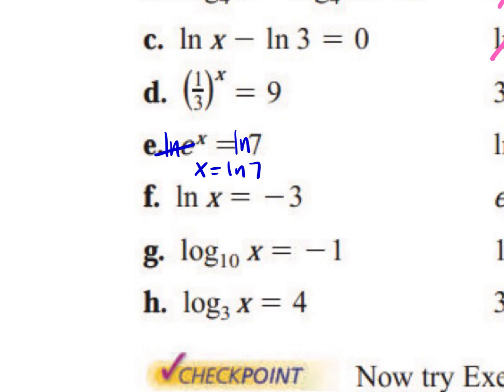Same thing applies. If we had an ln, we use e's to cancel it out. So I would make my big base e here. So I'm going to raise everything in my equation as an exponent with the base of e. So e to the power of ln is going to cancel, and we're left with x equals e to the power of negative 3.